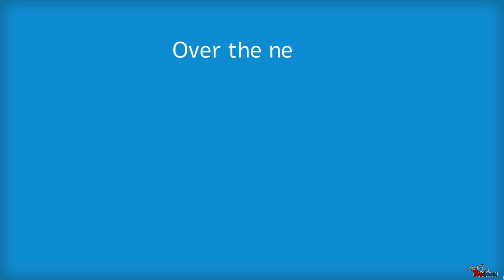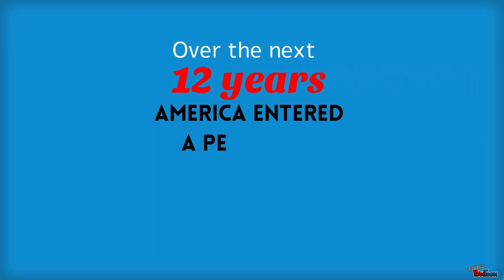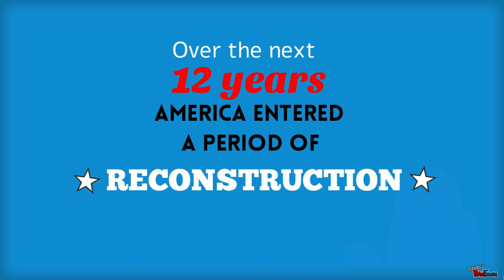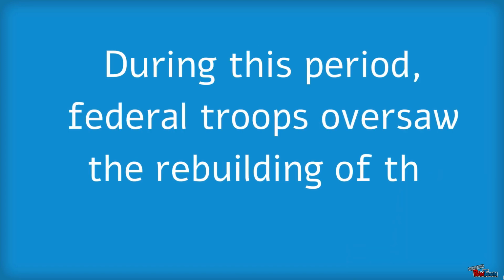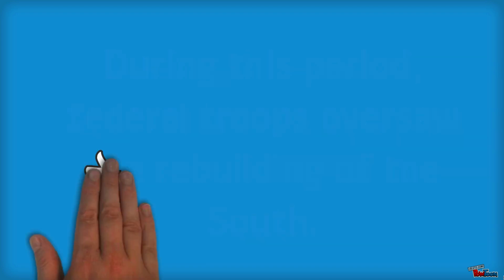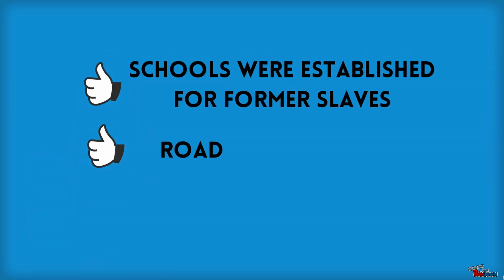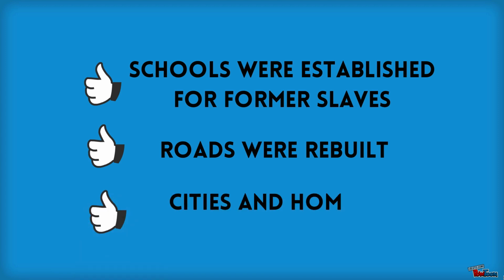Over the next 12 years, America entered a period of Reconstruction. During this period, federal troops oversaw the rebuilding of the South. Schools were established for former slaves, roads were rebuilt, and cities and homes were reconstructed.